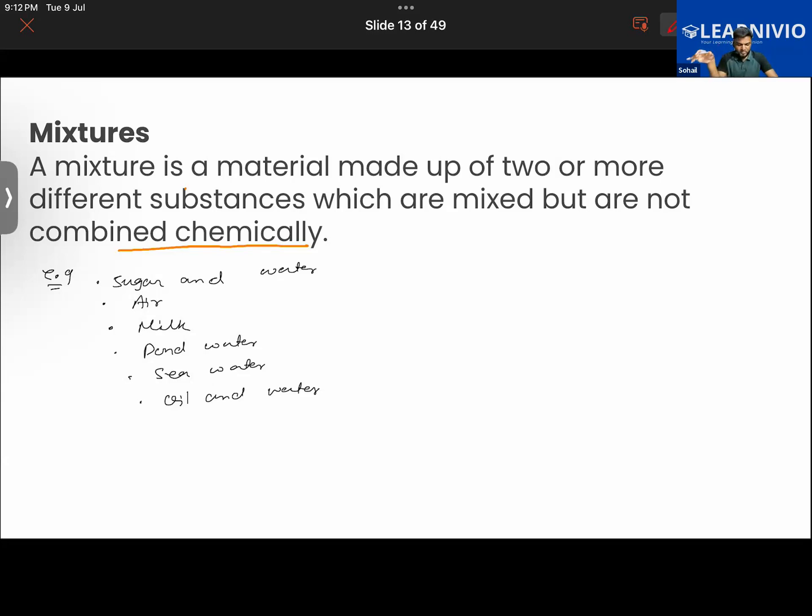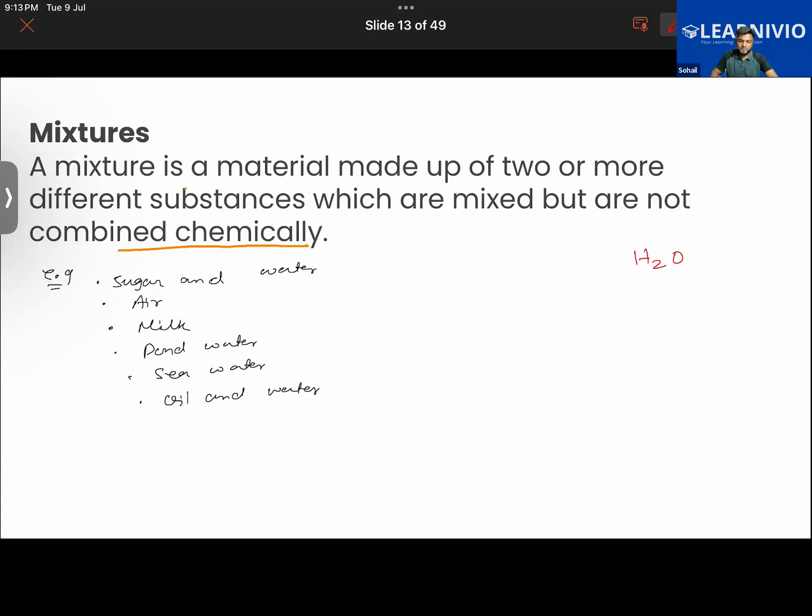Basically, for example, you have water. How can we separate the water? Water is a pure substance. Right now we are not talking about mixture, just giving you one example here. So water is a pure substance, but we know it is made up of hydrogen and oxygen. So how do we separate the water?